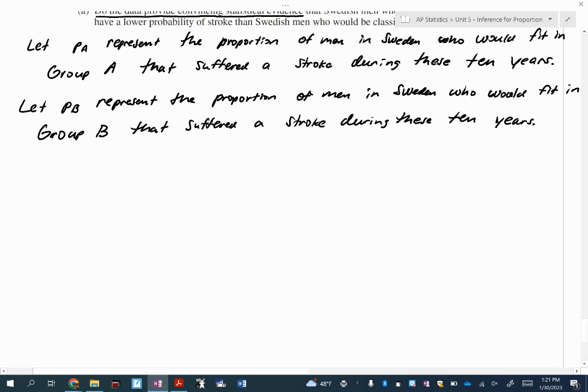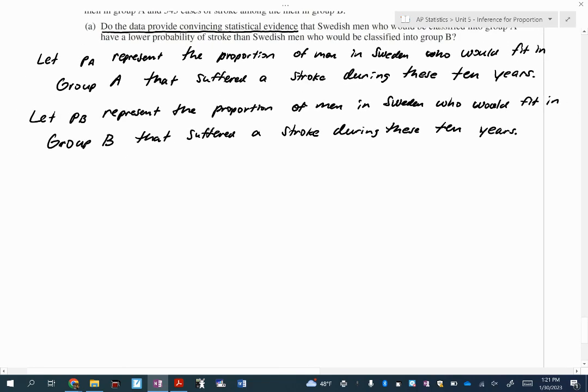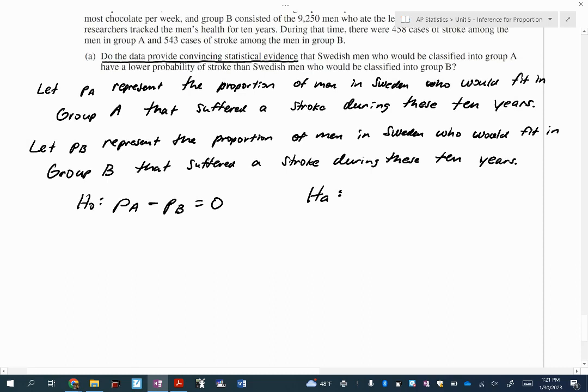Okay. After this, I'm going to set up my hypotheses. So my null hypothesis is that they are the same: the proportion of group A minus the proportion of group B equals 0. And for the alternative, we have to be careful. It's wanting to prove that the men in group A have a lower probability of stroke than those in group B. So if the probability of A is below the probability of B, when you subtract a smaller number minus a larger number, you get a negative number. So I'm going to put is less than 0.